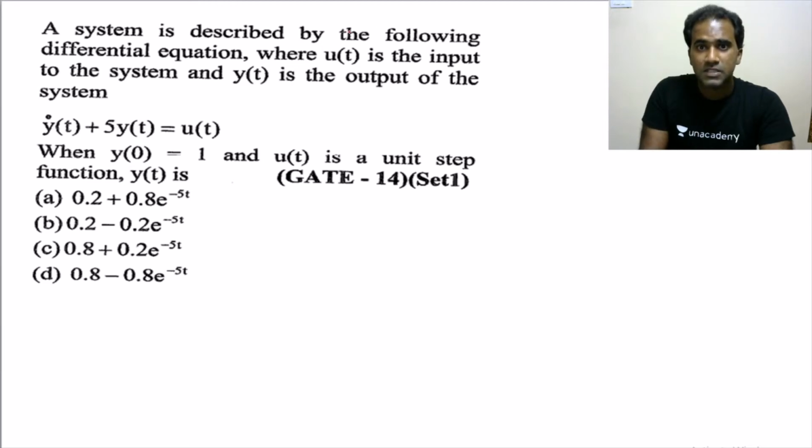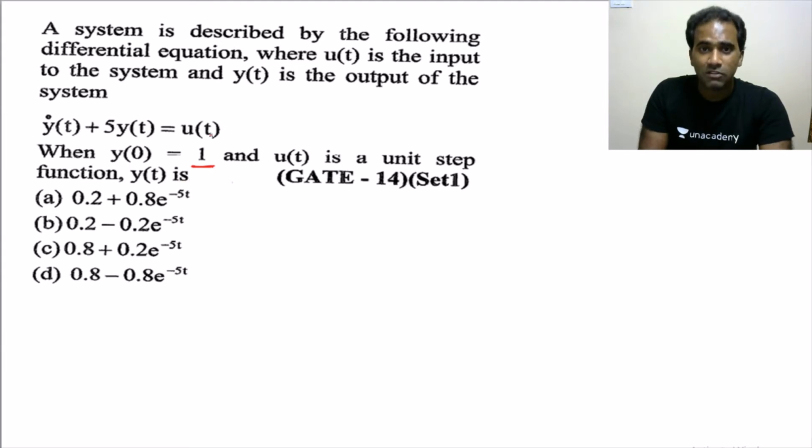The system is described with the following differential equation. Y dot means differentiation of y of t. Now the initial condition is given, y of 0 is given. U of t is a unit step function. They're asking us to find the output y of t.